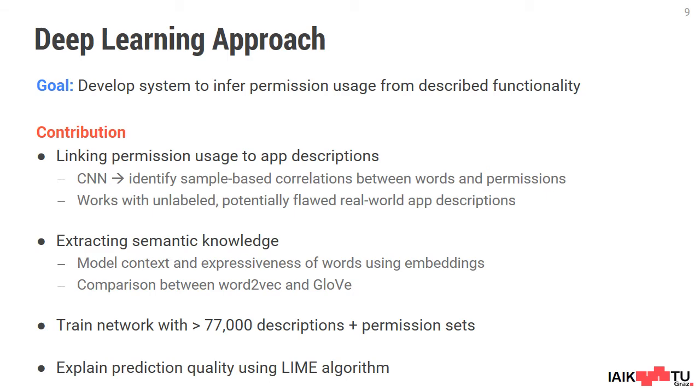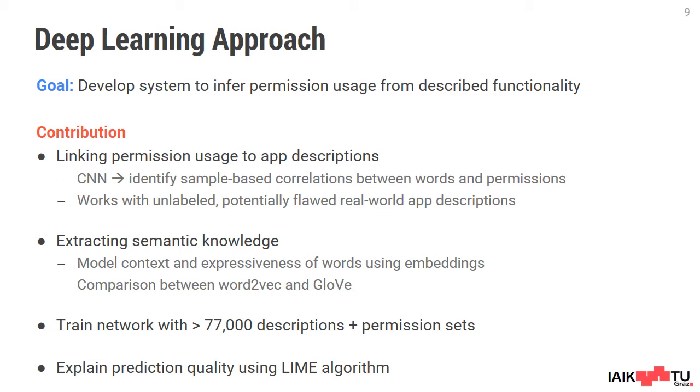To tackle the described challenges, we develop a system that can infer permission usage from the functionality described in arbitrary text fragments, even if they are of low quality. We therefore introduce a deep learning-based text classification approach that can identify sample-based correlations between parts of the description and the permission groups and app requests.